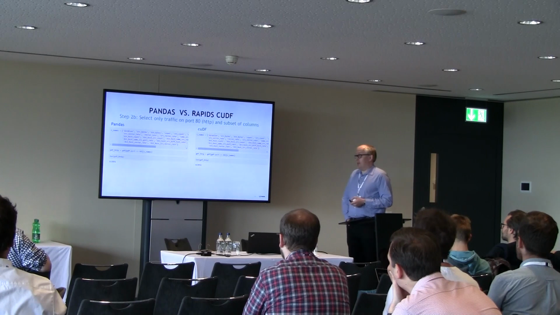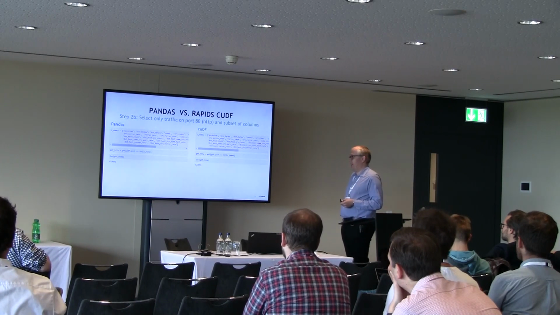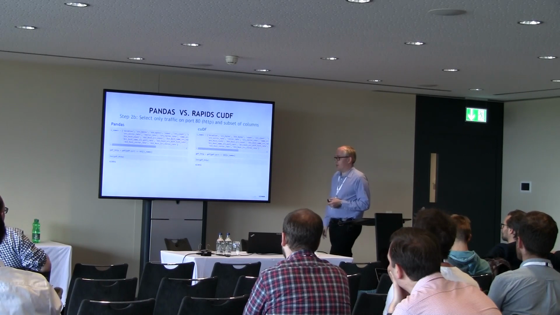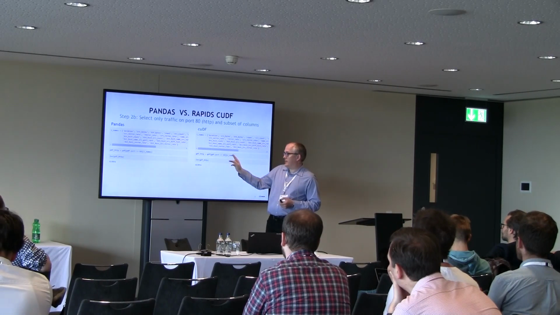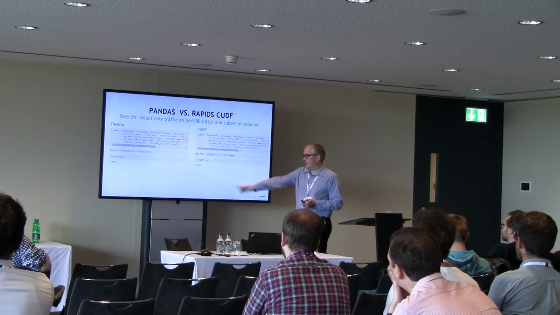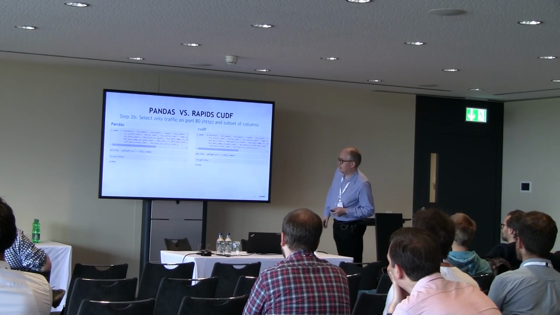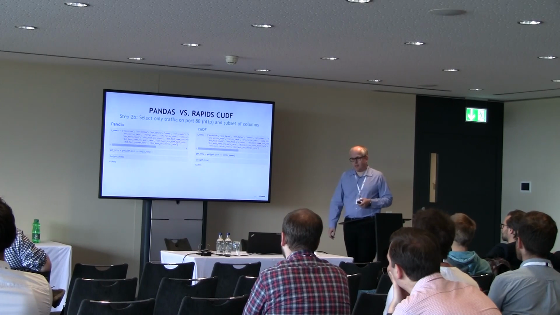And let's say we want to focus now on port 80 and look at only a subset of the columns, so we can do a column gather and apply predicates this way. So we got the number of rows down to 623,000.